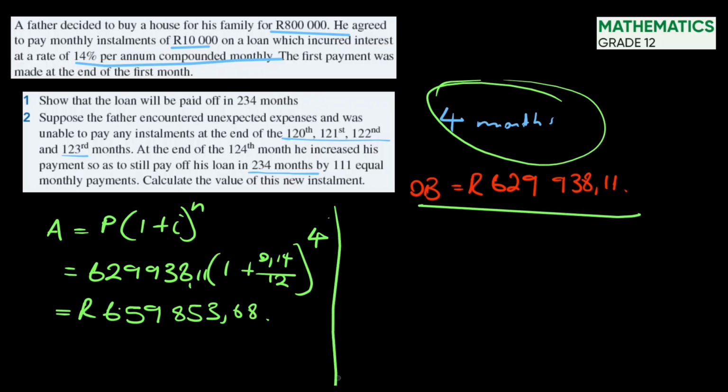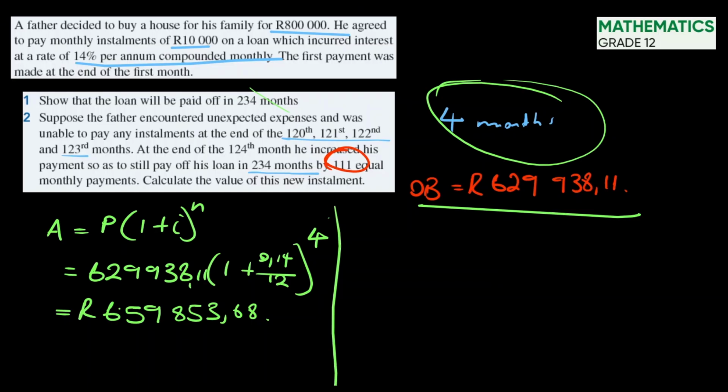But remember, he still wants to adjust his monthly installments so as to catch up and still pay off his loan amount in the initial duration. What they're telling us is that he wants to do it in 111 equal installments. So how do we calculate that? How do we calculate this new installment?